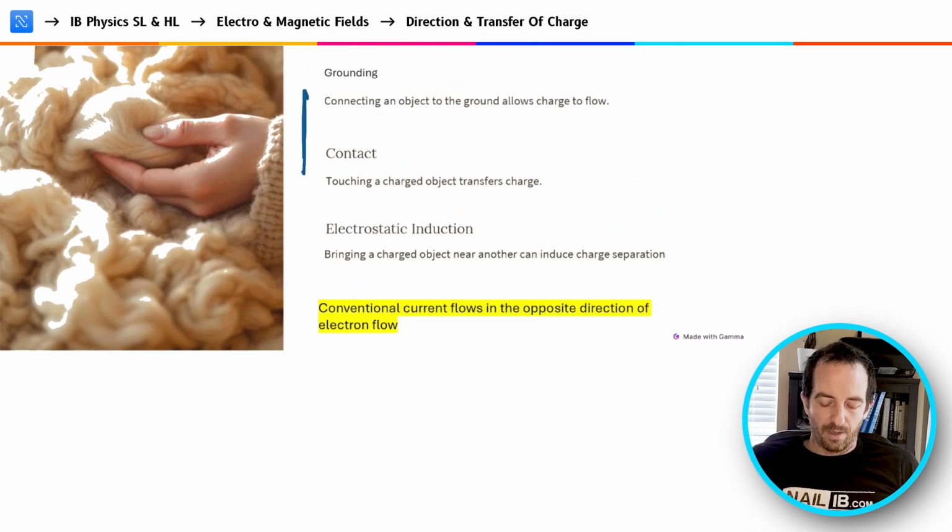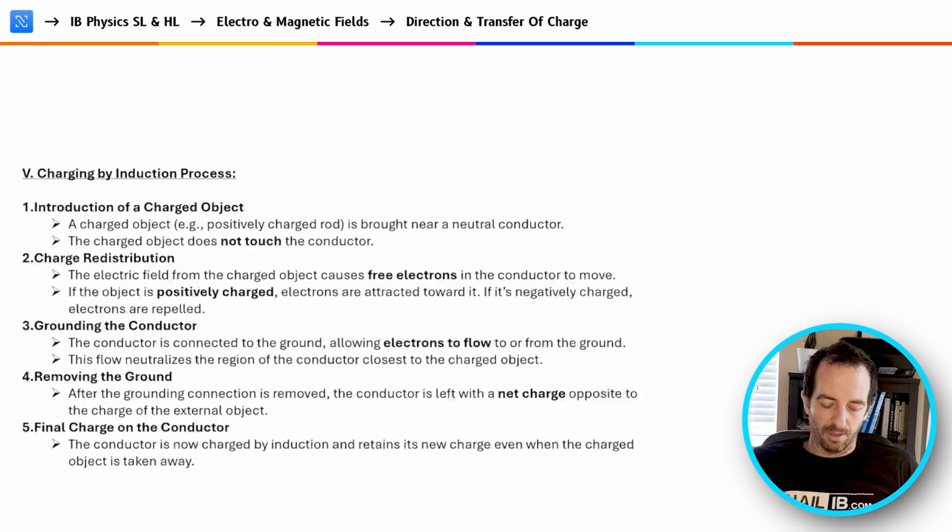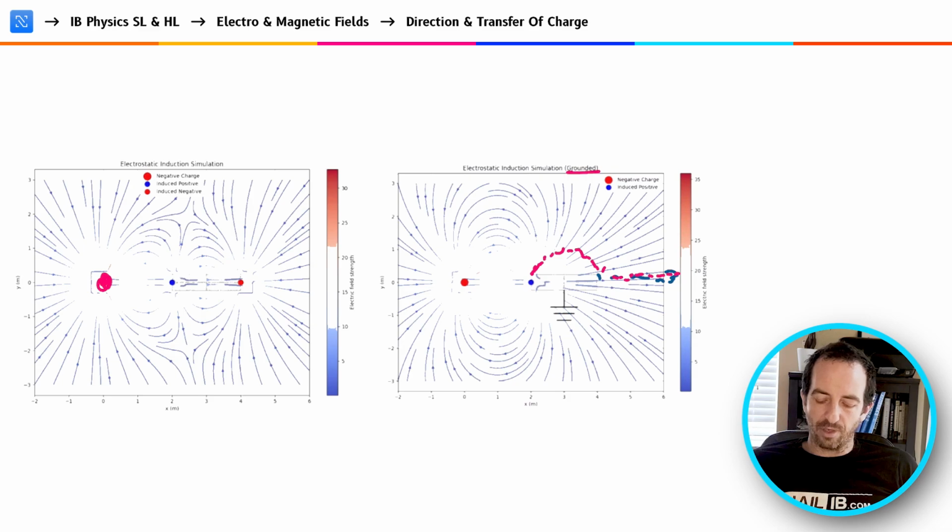And finally, when we're talking about the direction of the current, by convention, we say that the current is flowing from positive to negative. So, in what direction is the current flowing? It's always going to be in the opposite direction as the electron flow by convention. So in the case of the electrons moving into the ground, we would say the electric current is flowing from the ground into the metal rod.